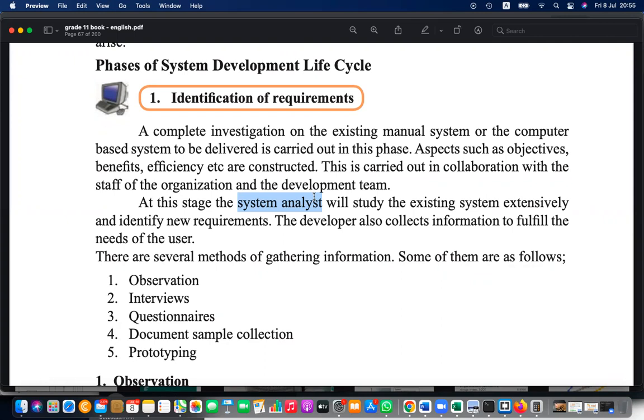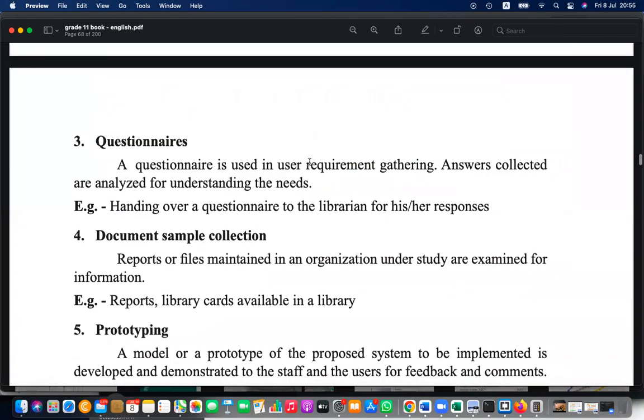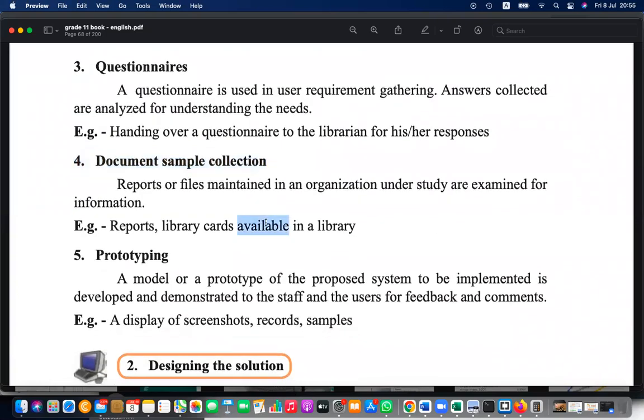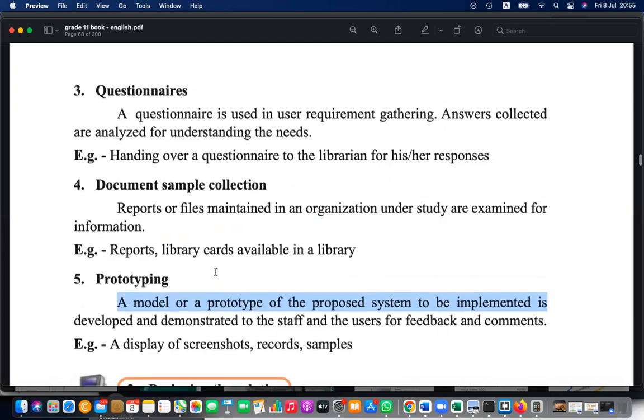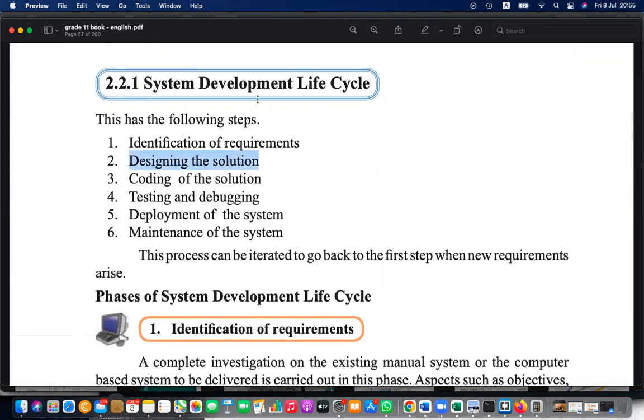What he does: go and observe, do interviews, ask questions through questionnaires, fill them in and collect that data. Then documents: take the documents, read them, reports, library cards, take photos or collect them. Prototyping: a working model can be created, right? A sample, maybe a sample website, a sample model can be created. That is a prototype.